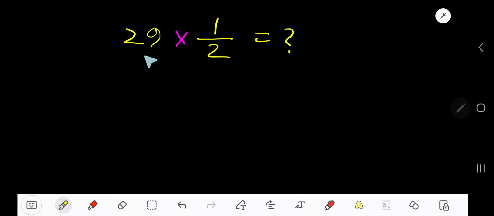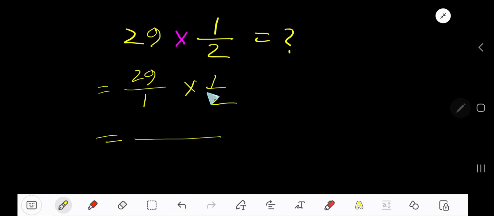How to multiply the whole number 29 by the fraction 1/2. So first, convert this whole number into a fraction, considering 1 as the denominator. Now multiply this fraction with this fraction. So how to do that? Just multiply the top numbers together and the bottom numbers together.